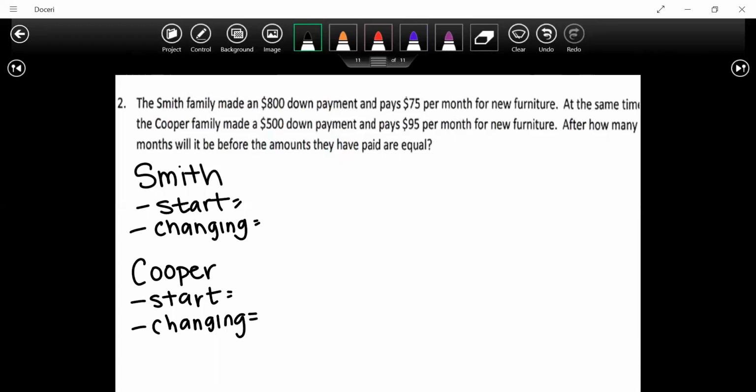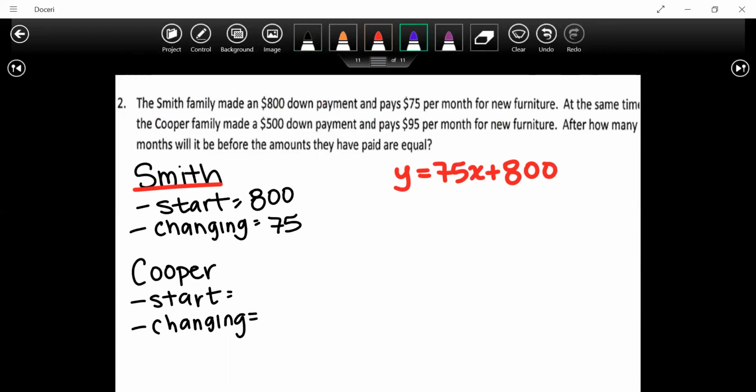Let's look at that first sentence, right? I always said, not all the time, but the majority of the time, they should be broken down into two parts. The Smith family made an $800 down payment and paid $75 a month. So how much did they start with when they paid? $800. So we're going to put $800 in that. How much is changing after every month? $75. So they pay $75 every month after that. The changing cost. Can we write the equation? Smith family is going to be y is equal to 75x plus 800. That's our Smith family right there. Go Smiths.